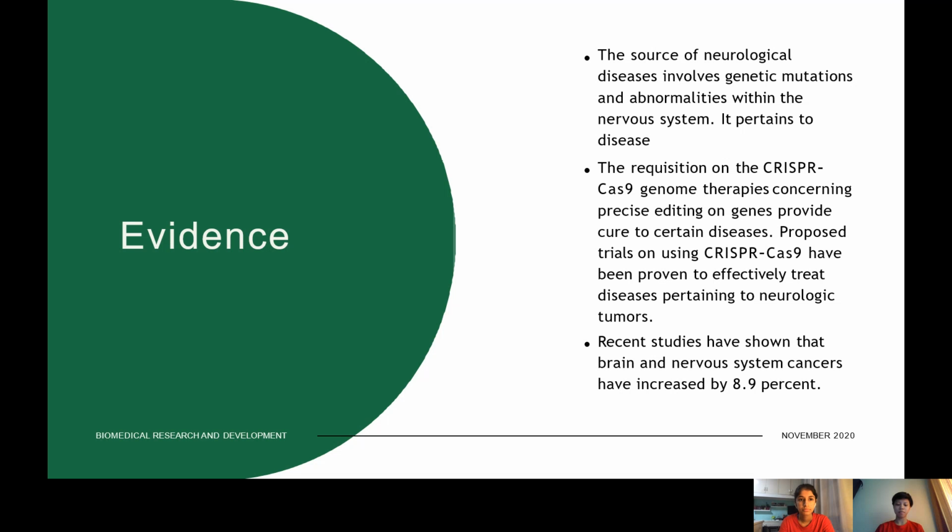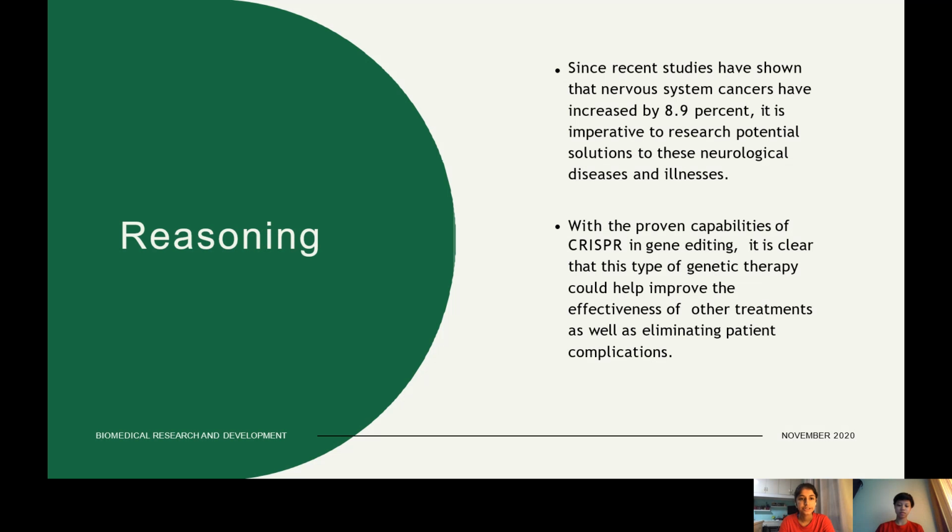Although, as mentioned beforehand, gene editing, which involves the brain, may possibly be risky to certain neurological disorders and illnesses. This is because insertion and deletion of some parts of the faulty DNA sequence can potentially be unforeseeable. As mentioned in the evidence, recent studies have shown that nervous system cancers have increased by 8.9%. It is imperative to research potential solutions to these neurological diseases and illnesses.